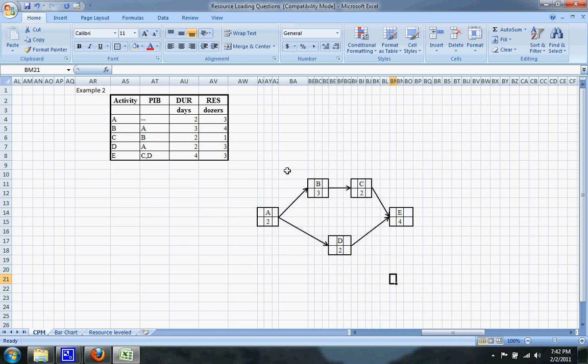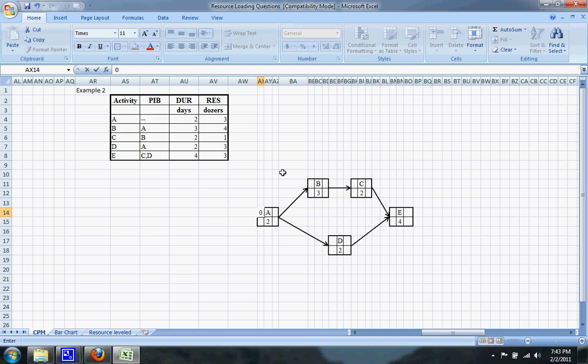You can see that A is the first activity. It's not preceded immediately by anything. B and D are both preceded immediately by A, so that's why the arrow from A goes to B and D. You can also tell that E is preceded by both C and D, so that's why arrows go from both C and D to E. So I'll go ahead right now and show you how to do the forwards pass.